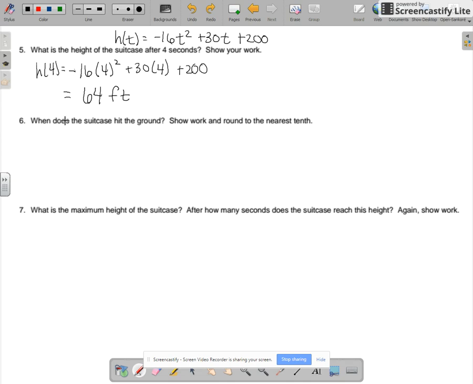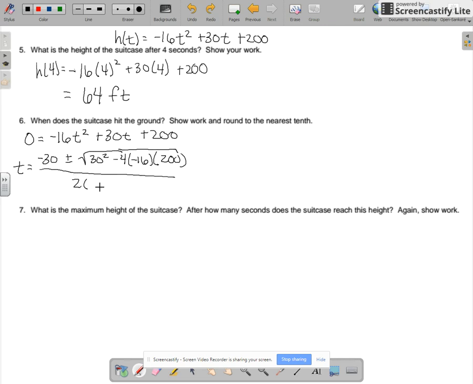Then it wants to know, when does the suitcase hit the ground? If we're hitting the ground, our height is 0. So 0 is equal to negative 16 t squared plus 30t plus 200. To solve for t, we need to use the quadratic formula. So t is equal to negative b, so negative 30, plus or minus the square root of b squared, so 30 squared, minus 4 times a of negative 16 times c of 200, all divided by 2 times negative 16, or 2 times a.